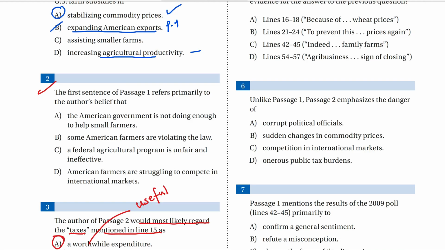Hopefully you understand. Question number 6. So we are done with this one. We are done with this one as well. Unlike passage number 1. Remember the two different attitudes. The two different attitudes اللي احنا اتكلمنا عنهم والdisagreement الفظيع اللي حصل. Unlike passage number 1. Passage number 2 emphasizes the danger of what? ايه رأيكم يا شباب؟ Is it ندى A corrupt political officials? Corrupt political official كانت فين يا أستاذي؟ كانت فين؟ كانت في passage number what? Passage number 1.